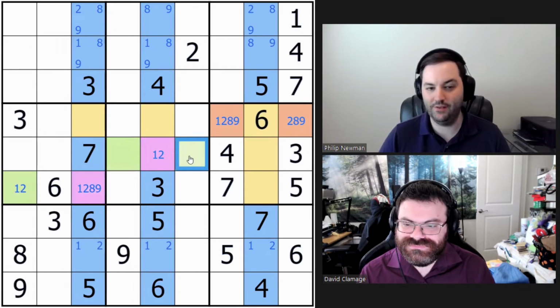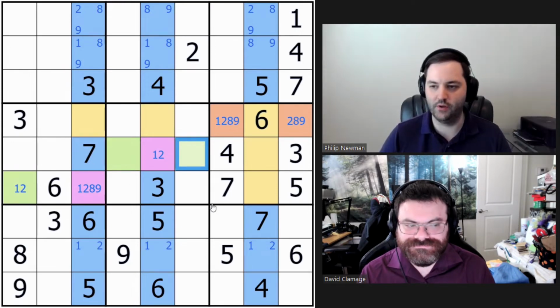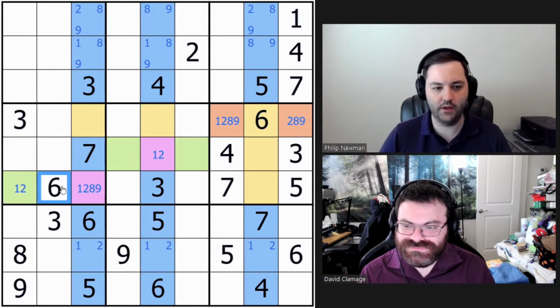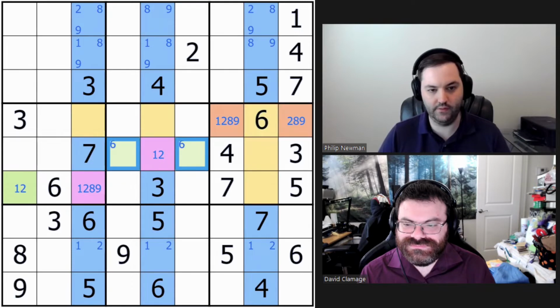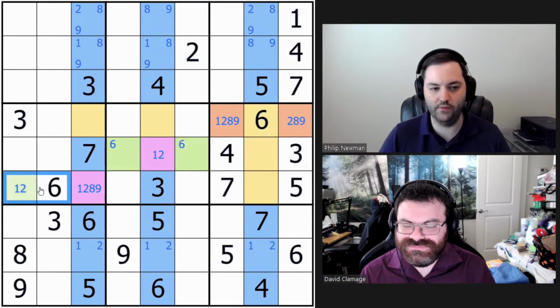Now, actually, this can't be a 5. And this is the slightly more complicated mirror cell deduction that we can make. Okay. Because there are 2 6s here, we know one of these green cells is a 6. Just like down here, one of these cells was a 6. It's just this one was a given 6.